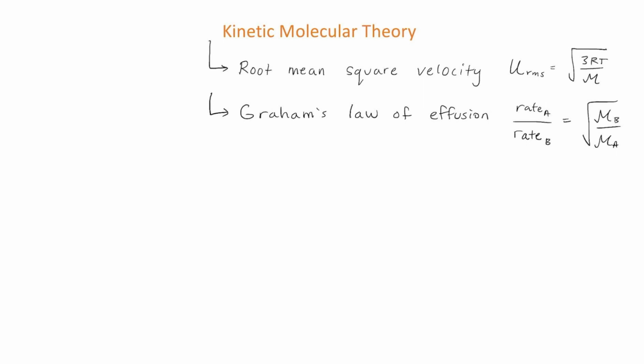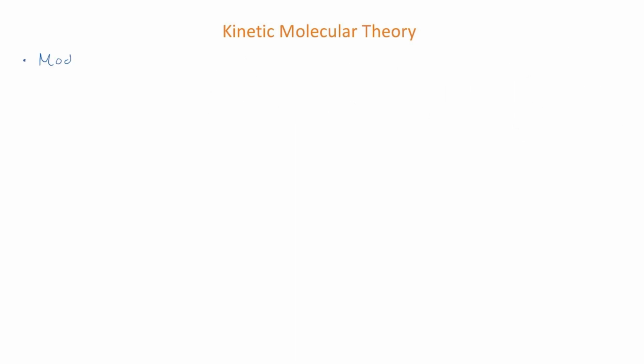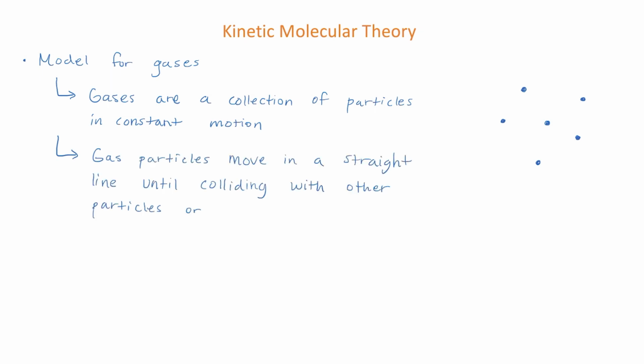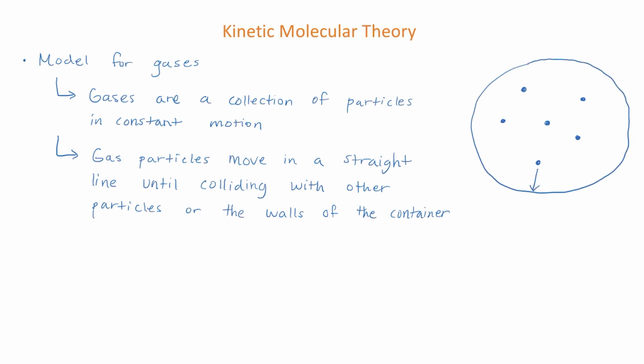Hi everyone, in this video we're going to learn about the kinetic molecular theory, and we're going to dive into its applications, like the root mean square velocity and Graham's law of effusion. The kinetic molecular theory is the simplest model that we have to understand gases. In this model, we view gases as a collection of particles that are in constant motion, and these particles are moving in a straight line until they collide with each other or with the walls of the container.